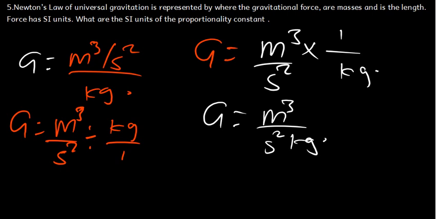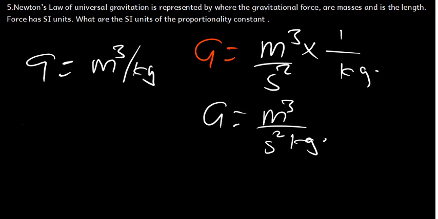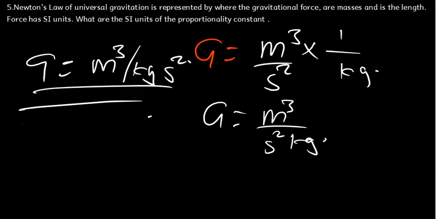Meaning that the SI unit for G is m to the power 3 per kg s to the power 2. So these are the SI units for G. Okay, so this is how we get to understand dimension analysis. Thank you.